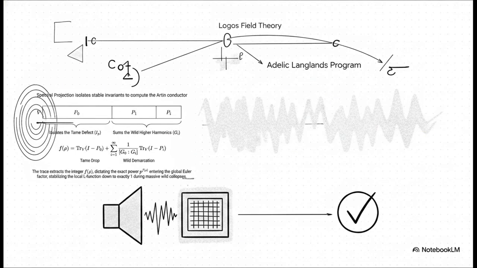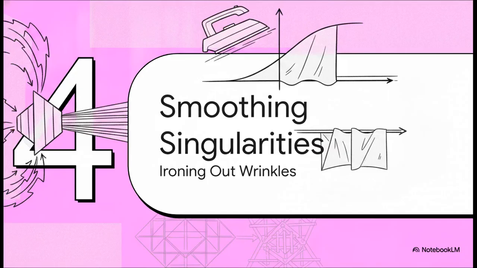To handle all that underlying chaos, we apply spectral projection. By mathematically slicing the data, we can isolate the tame defect on the left and neatly sum up the wild higher harmonics on the right. By computing the trace, we extract a very precise, exact integer that dictates the power entering the global Euler factor. It's absolutely brilliant. It mathematically reduces all that wild static down to a perfect, single tone, totally stabilizing the local environment. This perfectly sets up part 4.